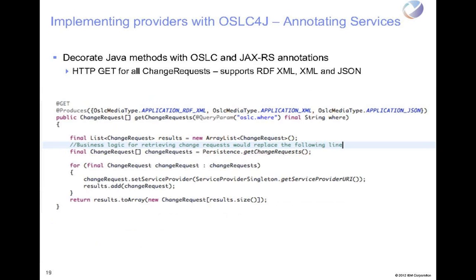So the second part of it is, that sets up your Java object that represents the resource, the change request. Then you also need to set up the JAX-RS methods. So when somebody tries to get all of the change requests, what method gets invoked? That's what I have up on the screen right now. We basically give the JAX-RS annotation that says if a GET comes in, this is the method we want to call, and that it produces RDF/XML, application/XML, and JSON. This particular method is for when they want to get all change requests. You would do a separate GET method for if they were just asking for a single change request, for example.